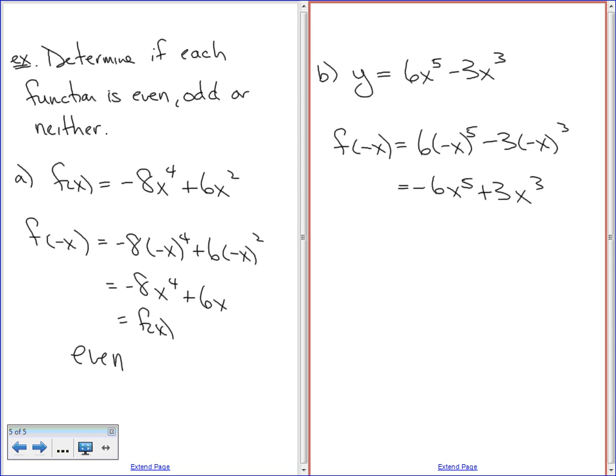Now it's time to check to see if it's odd. To check that it's odd. No, you can grab some, I guess.